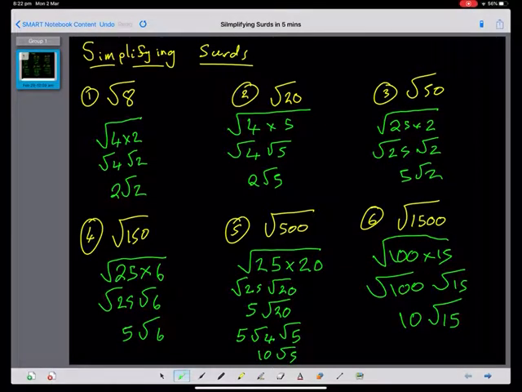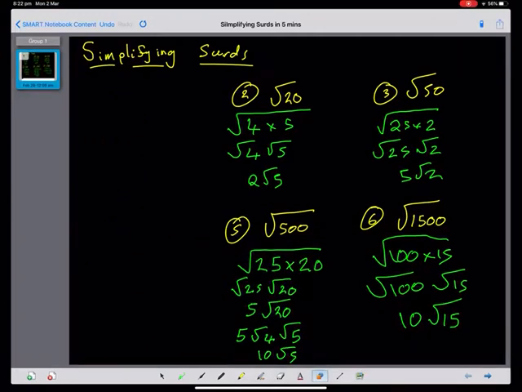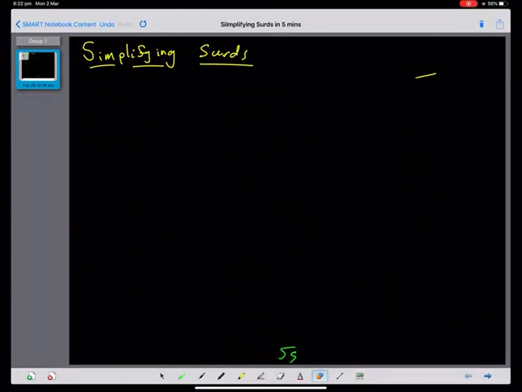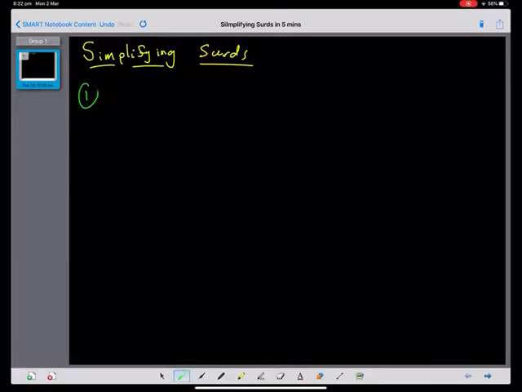But it's easier to factor the biggest number out first. Okay, so let's have a look at some more examples of simplifying. Let's have a look at 6 examples. You can pause the video and simplify these examples.